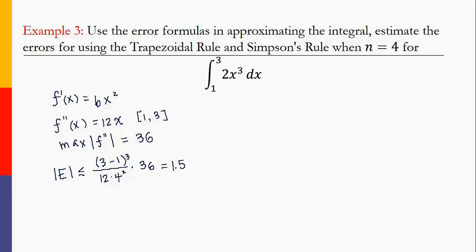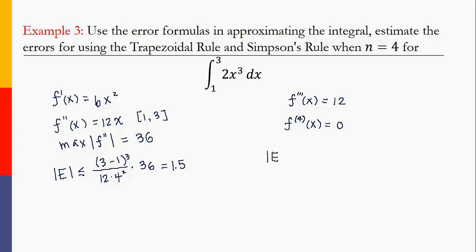So the trapezoidal rule is not a very good approximation for this definite integral. Let's take a look at the error for Simpson's rule. We will need f triple prime of x. Take the derivative of 12x, we get 12. So the fourth derivative of f will equal 0, and the maximum of the fourth derivative of f will equal 0.